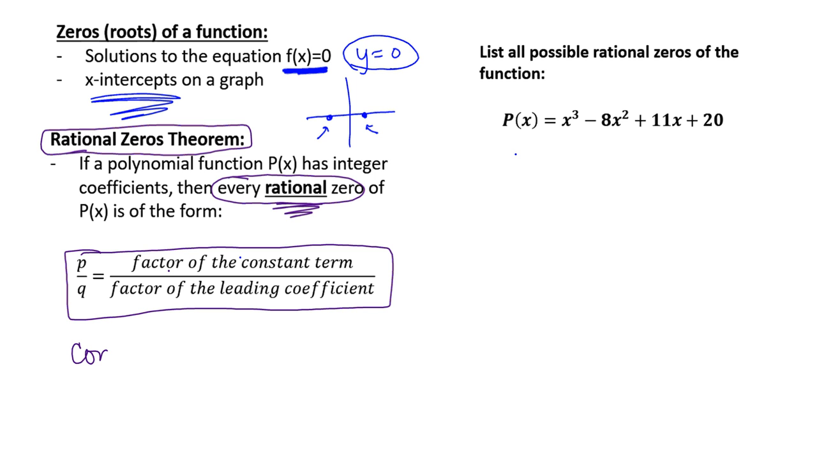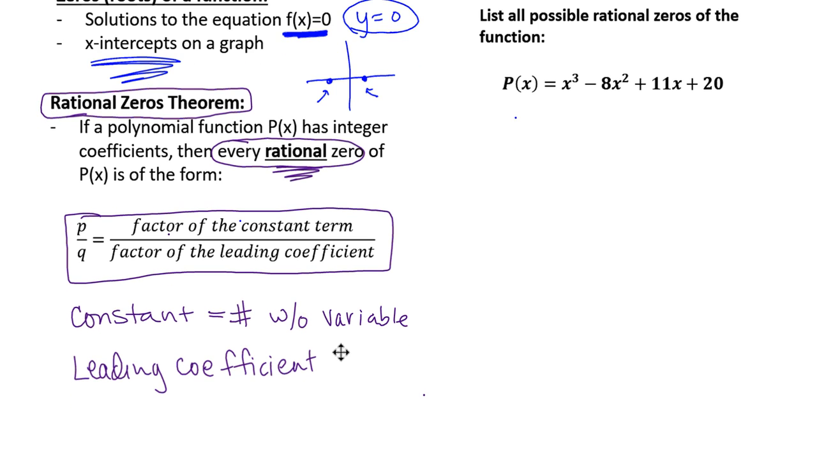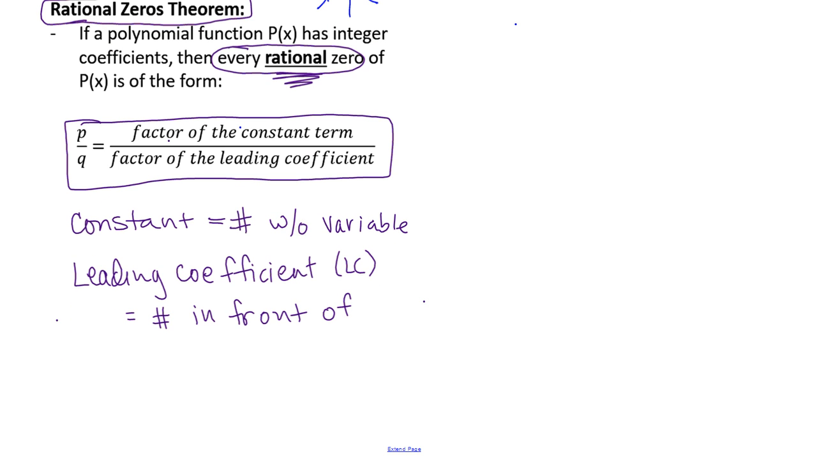Now, the constant is the number without a variable. W/O means without. And then the leading coefficient, which I usually just write LC, is the number in front of the variable with the highest power, with a degree.